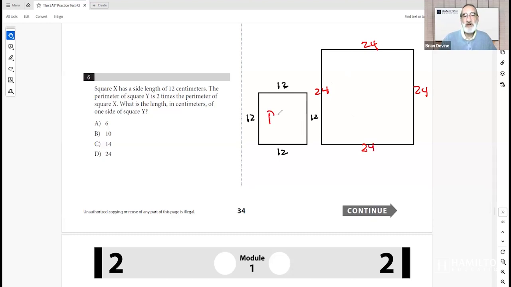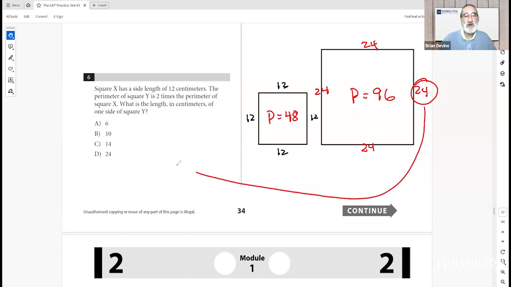So the perimeter here is 48. The perimeter here is twice that, 96. And the side, as we already pointed out, is going to be 24. So D is the correct answer.